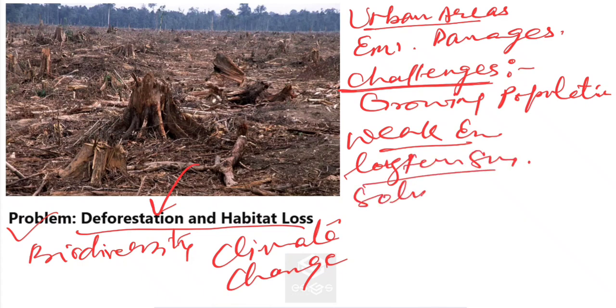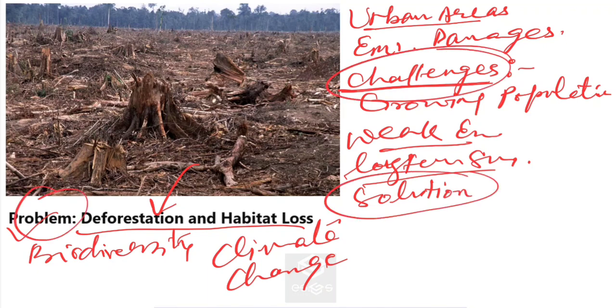So now let's think about the solutions part. We have seen the challenges, we have seen the problem. Now let's see the solution side of this. A viable solution involves transitioning to sustainable land management practices such as agroforestry, and also sustainable agriculture and regenerative agriculture, that allow for farming without clearing forests.